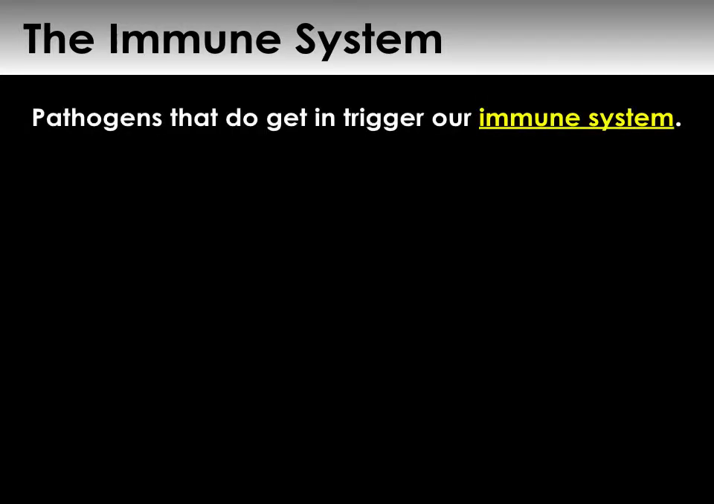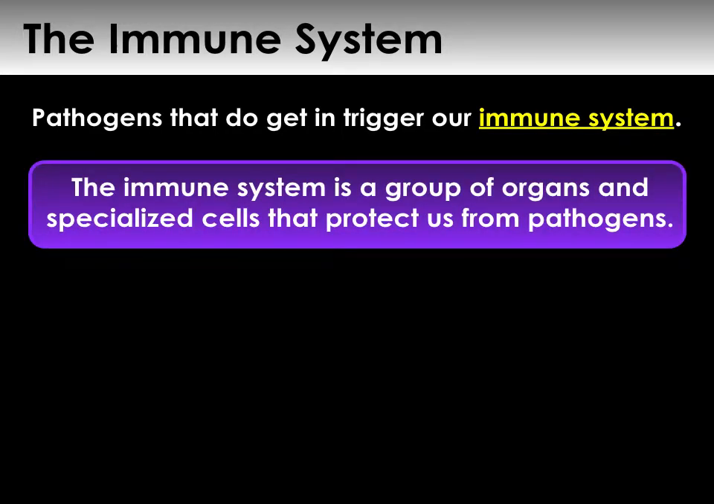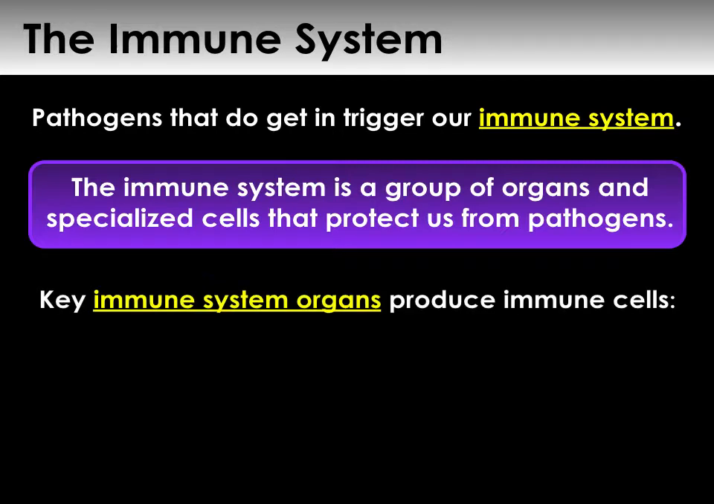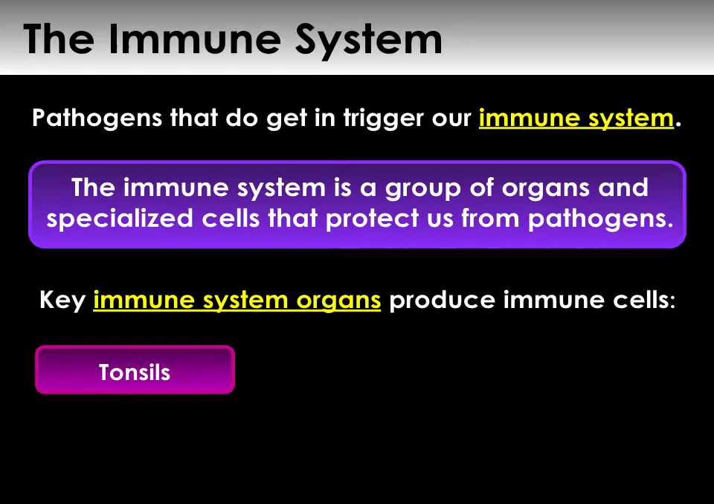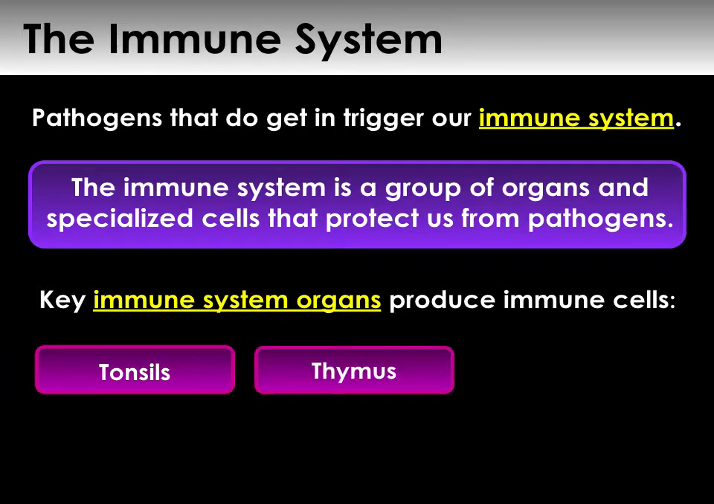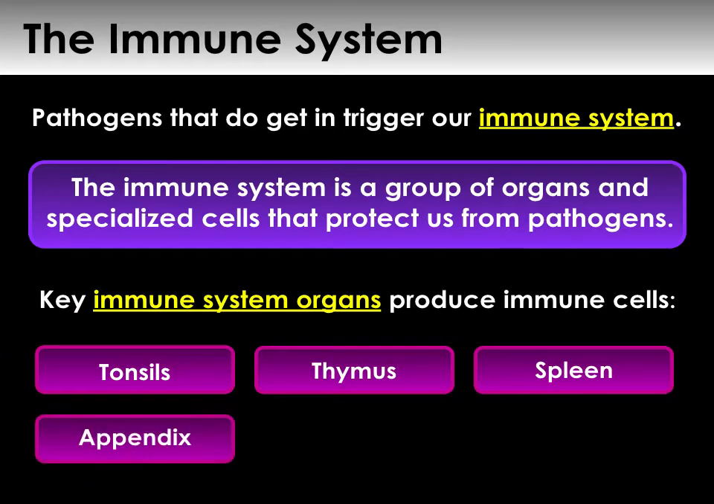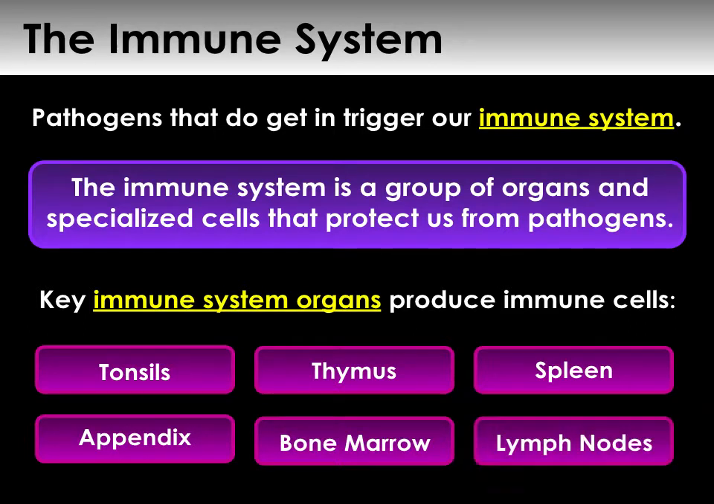Pathogens that do make it past the first line of defense trigger our immune system. The immune system is a group of organs and specialized cells that help to protect us from pathogens. Key immune system organs produce immune cells. These include the tonsils, the thymus, the spleen, appendix, bone marrow, and lymph nodes.